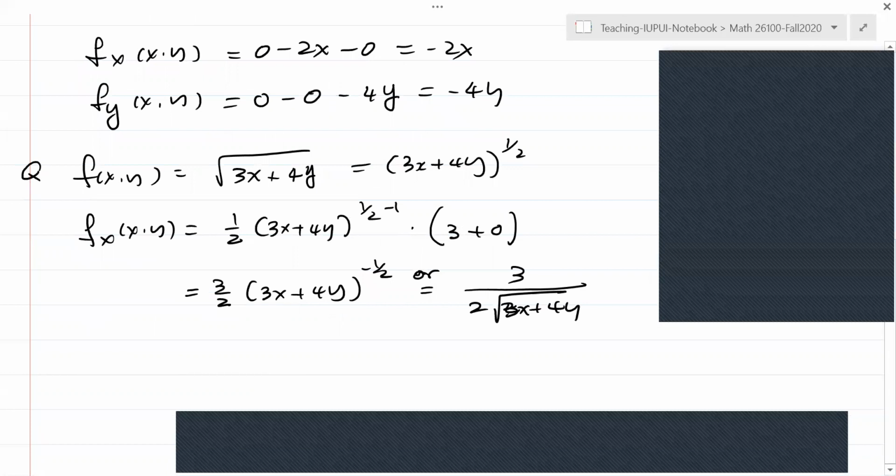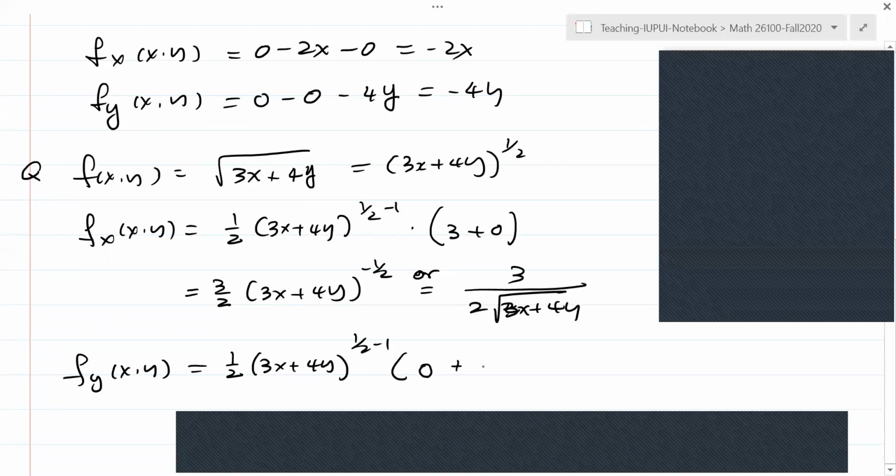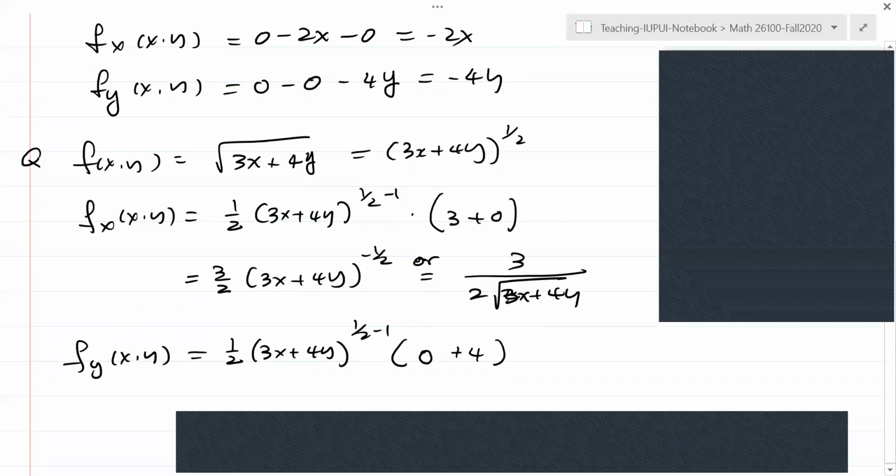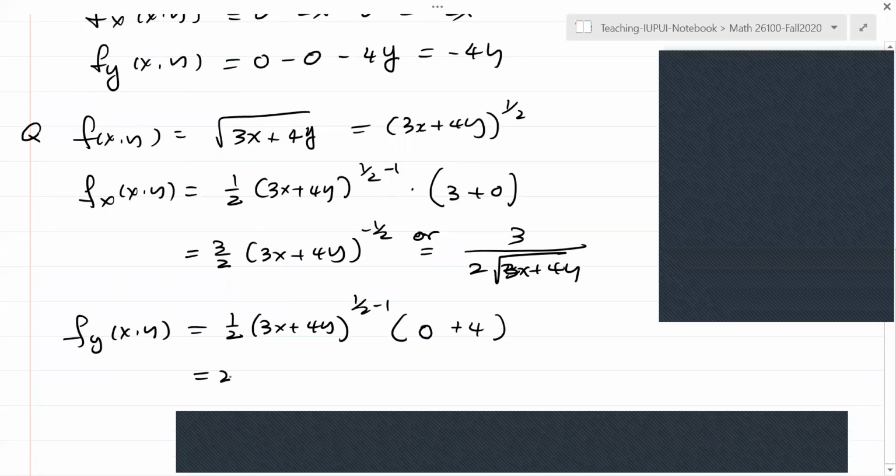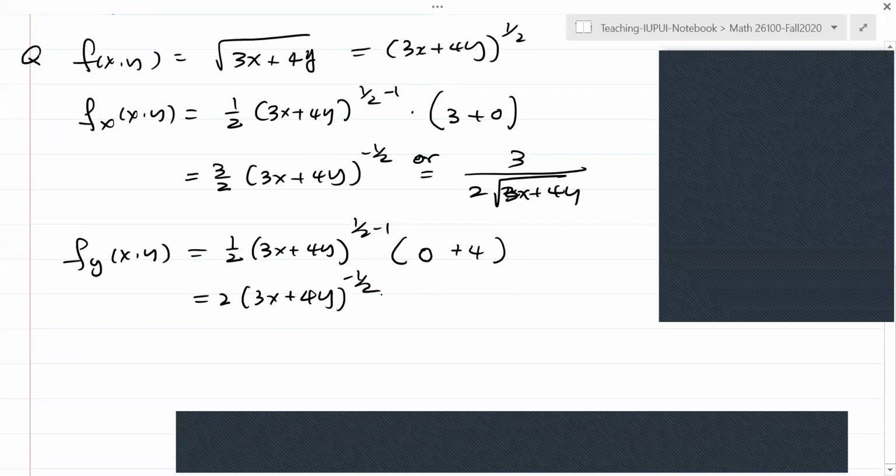All right. So similarly, the partial derivative of the function with respect to y, you will get 1/2 times 3x plus 4y to the 1/2 minus 1, and here the first term will be 0 and the second term will be 4. Then 4 divided by 2 is 2, times 3x plus 4y to the negative 1/2. Okay, so let's pick up more problems from them.